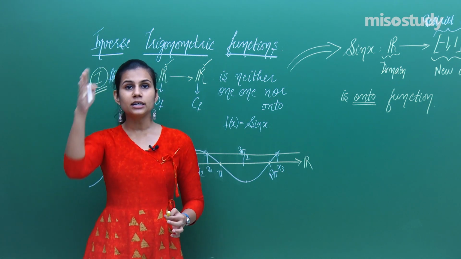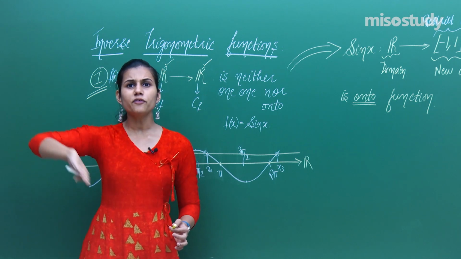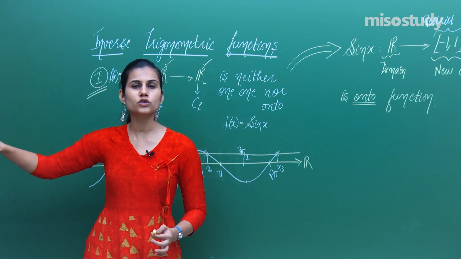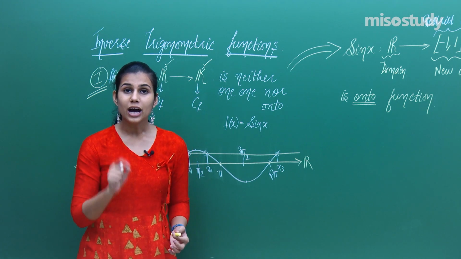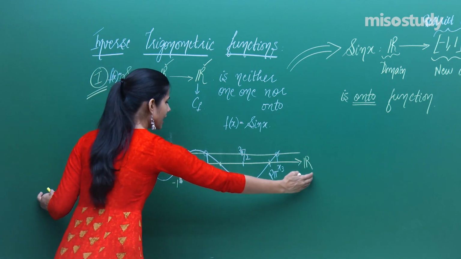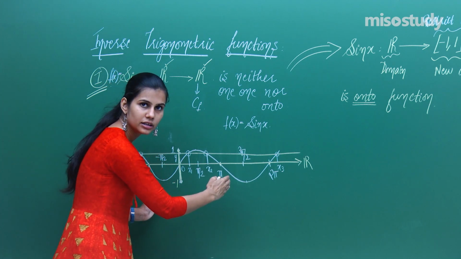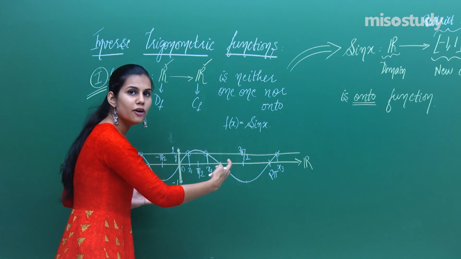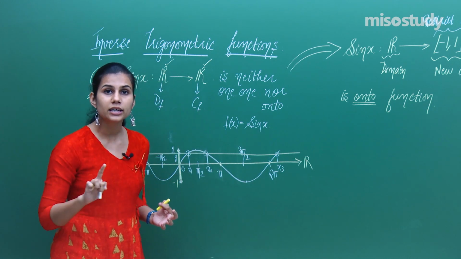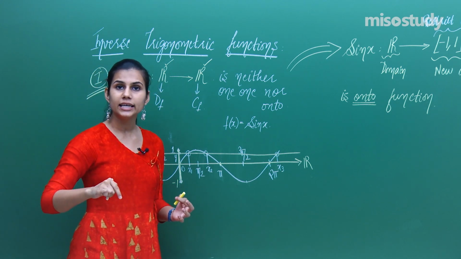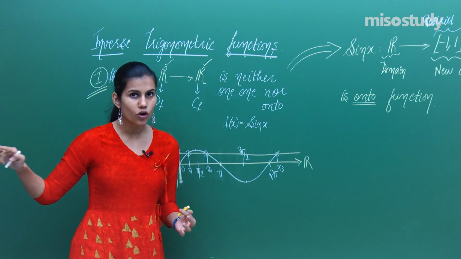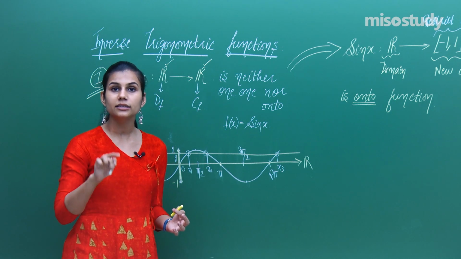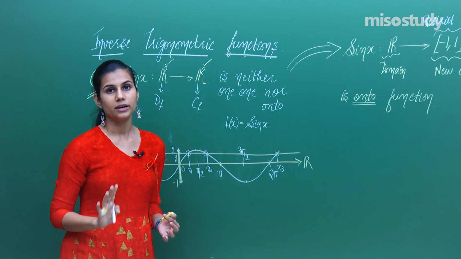But because there is a turn in the graph, any turn in the graph is going to cause the horizontal line across the graph to intersect the graph at more than one point. So now my task is to restrict this entire real line to such a section corresponding to which the graph of the sine function has no turns, because then only my one-oneness will be established, because then only when I draw any horizontal line across the graph, it will intersect the graph at only one point.